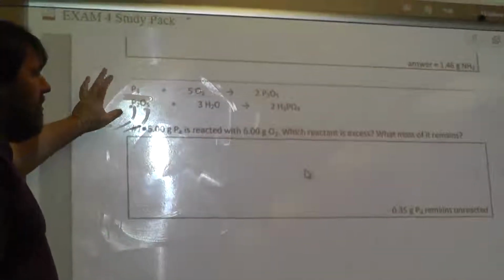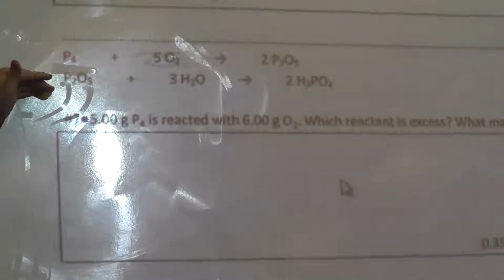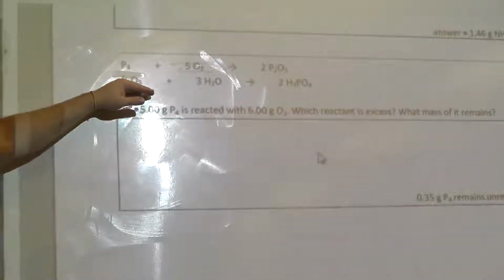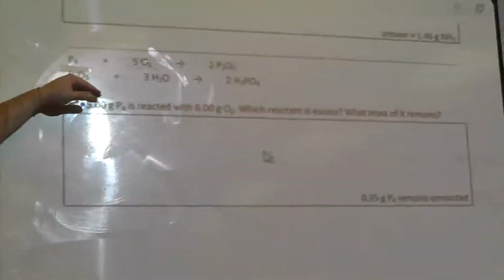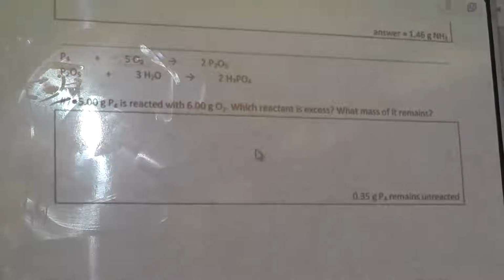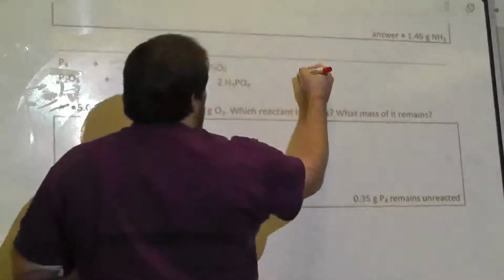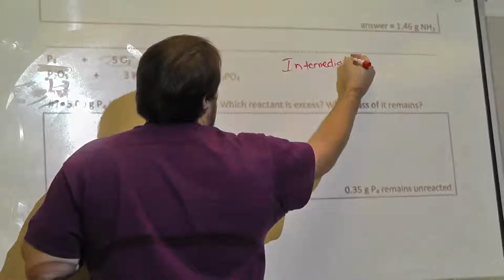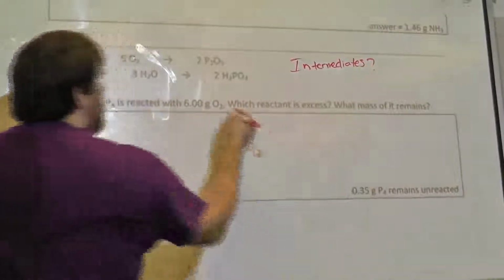So we want to find our intermediates. Our intermediates are coming from a top equation to the equation under. It's something that appears on the right as a product, and then appears on the left again in the equation under that. So what is that? We want to find our intermediates. It's the P2O5. So this is an intermediate.